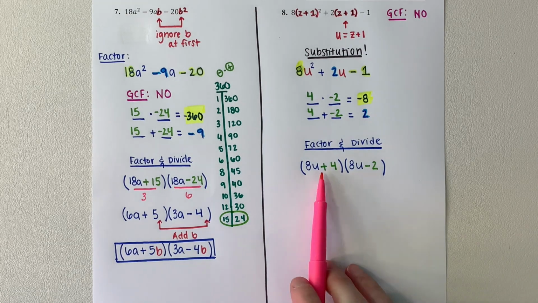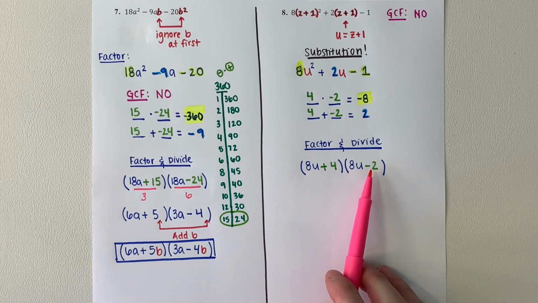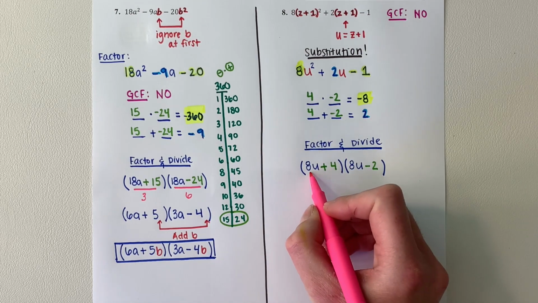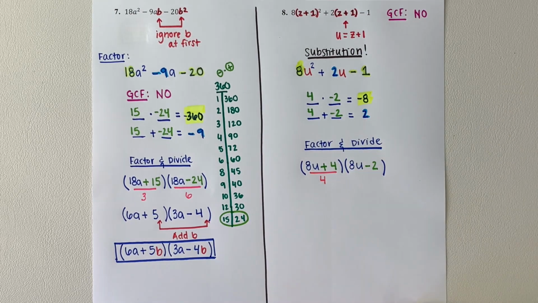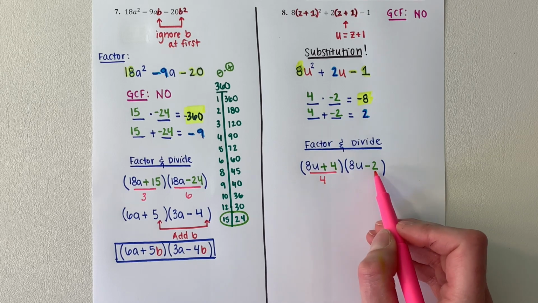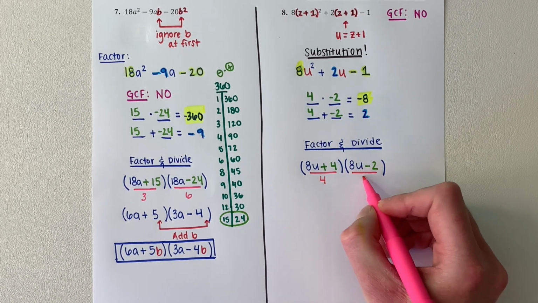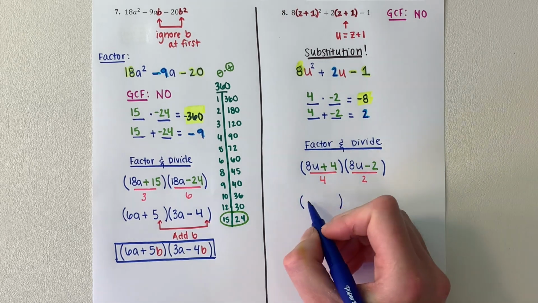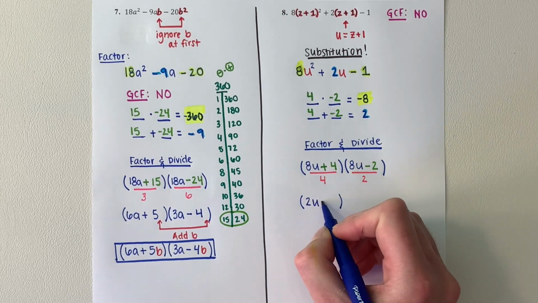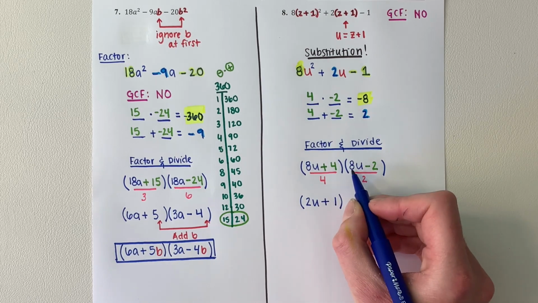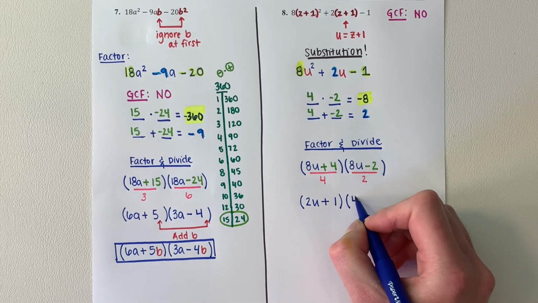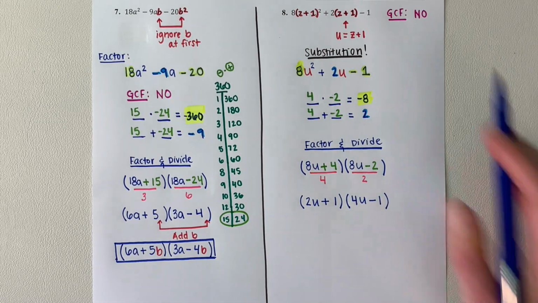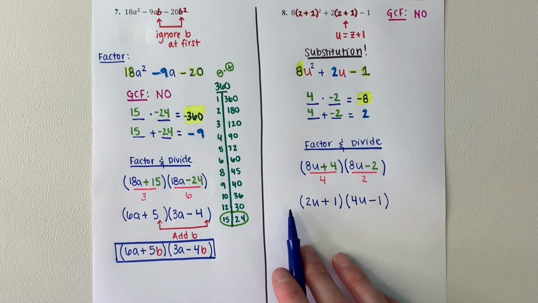So we examine each parenthesis and divide by that parenthesis GCF. The GCF between 8u and 4 is 4, so we need to divide this parenthesis by 4. The GCF between 8u and 2 is 2, so we need to divide this parenthesis by 2. Let's see what that leaves us with. 8u divided by 4 gives us 2u, and 4 divided by 4 gives us a positive 1. Then 8u divided by 2 gives us 4u, and negative 2 divided by 2 gives us negative 1. Now, there's no GCF, so we don't need to worry about putting the GCF out front.